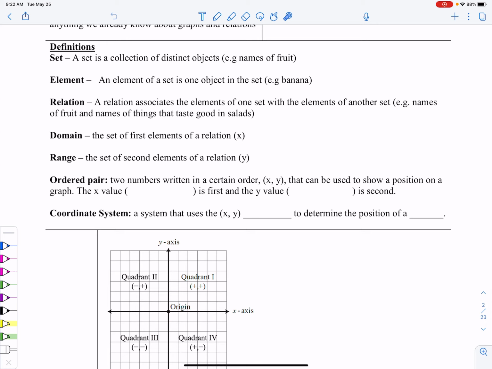all of the Y's. We have our ordered pair, which is two numbers written in a certain order, X first and then Y, that can be used to show position on a graph. The X value is horizontal and is first. The Y value is vertical and is second. A coordinate system is a system that uses the XY ordered pair to determine the position of a point.